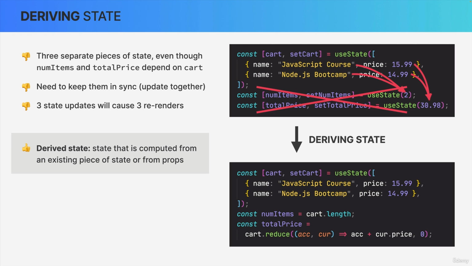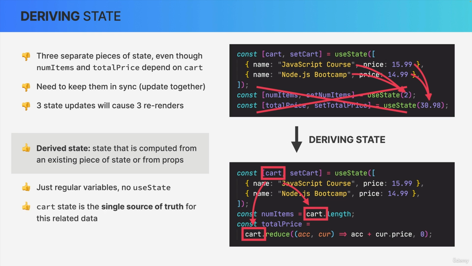So here we simply calculate num items as the cart length and total price as the sum of all prices and store them in regular variables. There is no useState required here, which will cause no unnecessary re-renders. The cart state acts as a single source of truth for these related pieces of state, making sure that everything will always stay in sync. And this works because updating the cart will re-render the component, which means that the function is called again. And so then, as all the code is executed again, num items and total price will also automatically get recalculated.